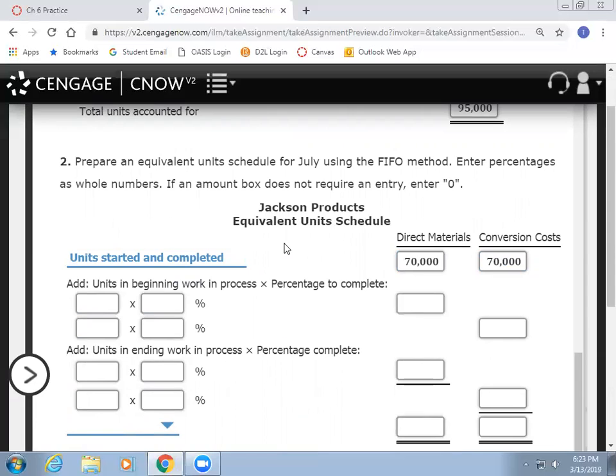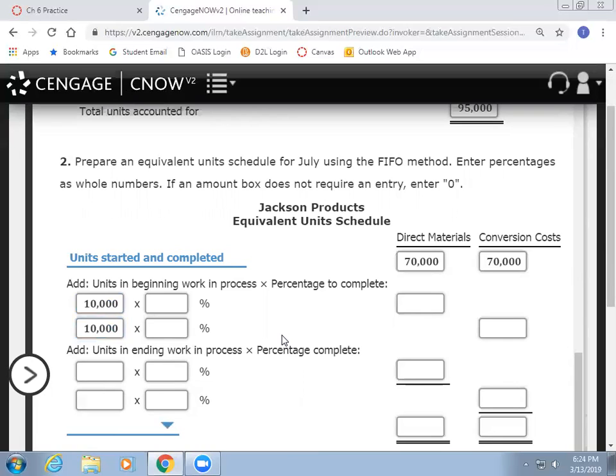So that's the same. But then you see when we start doing equivalent units of production, the wording changes a little. So it says add units in beginning work in process times the percentage to complete. So we only want to figure out how much we still have to complete. We don't want to consider the work that's already been done. So we had 10,000 units in beginning work in process. Okay, so that's for both materials and conversion.